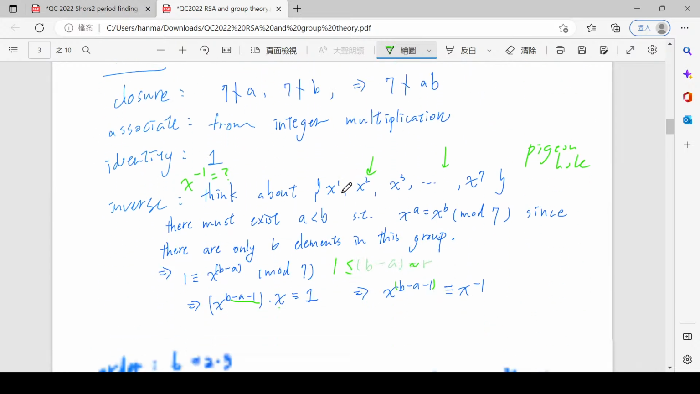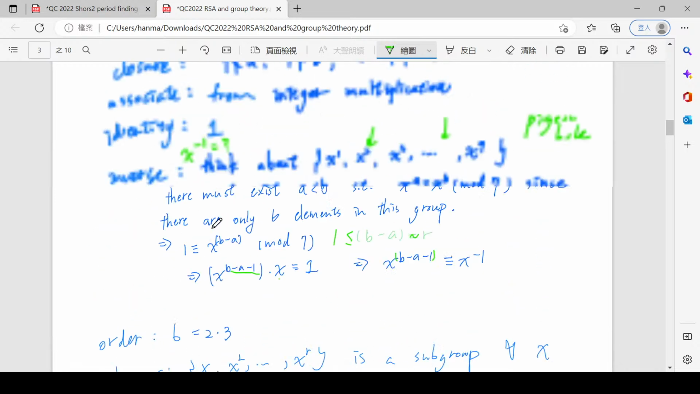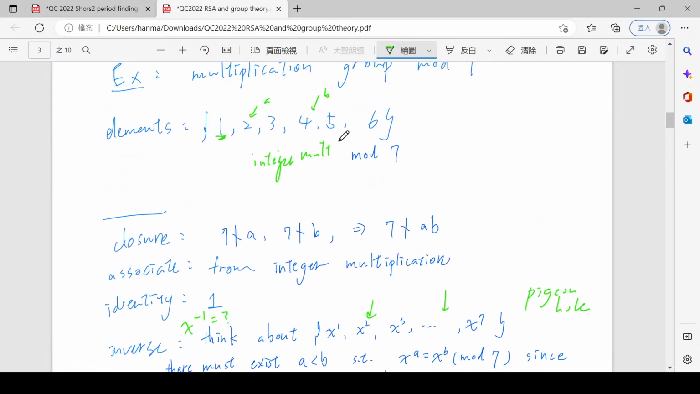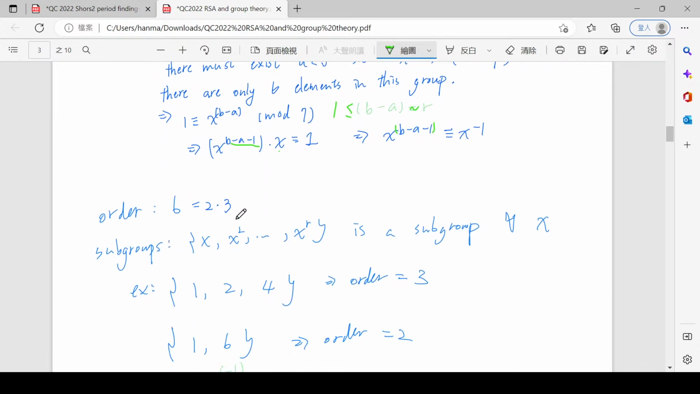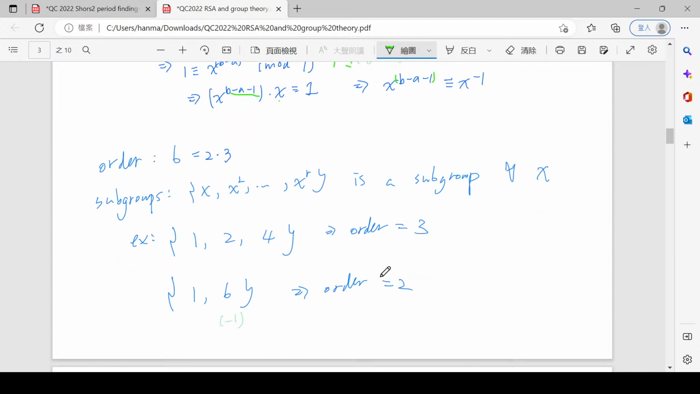Then we also talk about, so what's the order of this group? Well, obviously there are 6 elements, so the order is 6, and now we know 6 is 2 times 3, and actually they have subgroups. So if you have a non-trivial subgroup, it must have order 2 or 3. And so here we give examples, and so we immediately get 2 examples of subgroups that have order 2 and 3.